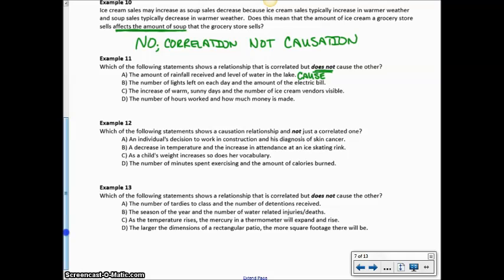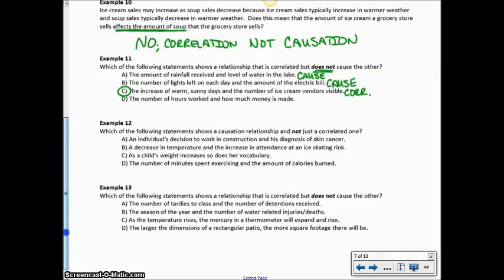So B, the number of lights left on each day and the electric bill. So if I leave the lights on, am I going to be charged for more electricity? Yes, that's definitely a cause. So that's not our answer. C, the increase of warm, sunny days and the number of ice cream vendors visible. Because it's a warm, sunny day, does it force those ice cream vendors to come outside and actually sell ice cream? No. I mean, they probably do because they know that they'll sell more, but that doesn't mean that they cause it. So this is the correlation. So C would be your answer.